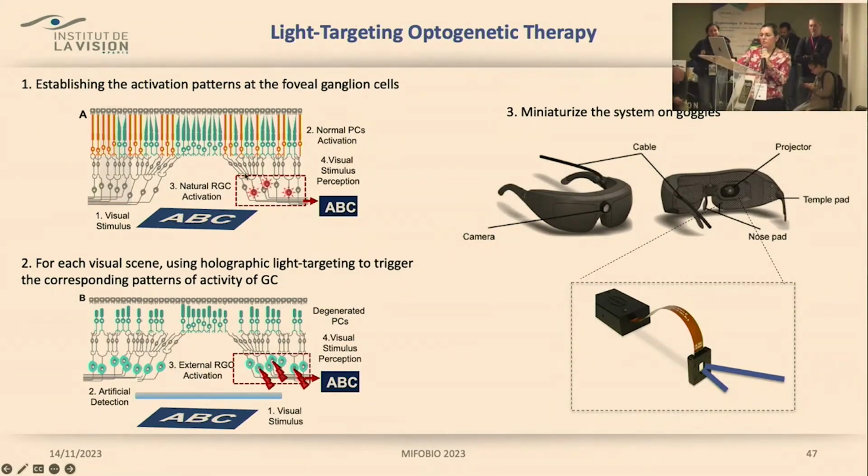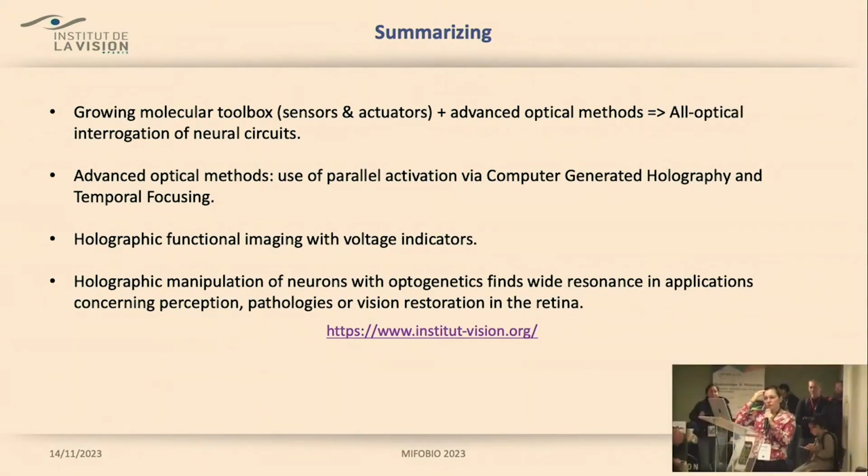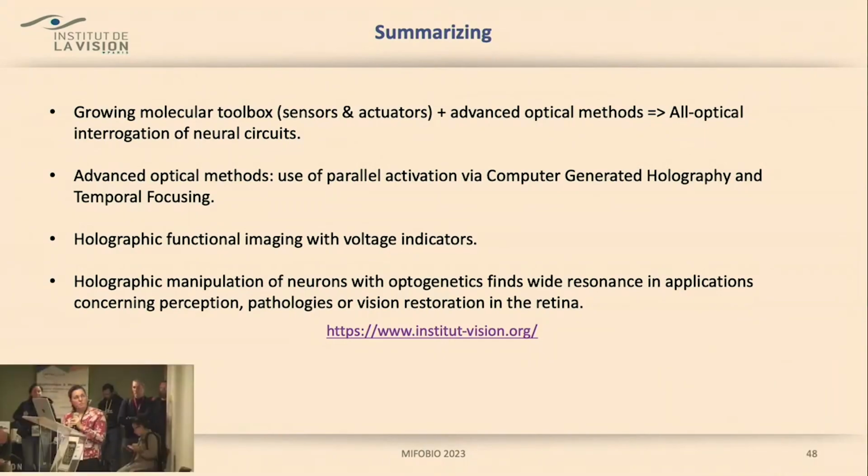So this is a nice application where we hope to apply optogenetics for vision restoration with specific holographic illumination. To summarize, because I think I'm just over my time, I showed you that today there is a growing molecular development giving us sensitive sensors and actuators to use with advanced optical methods for the all-optical study of the brain and neural circuits.